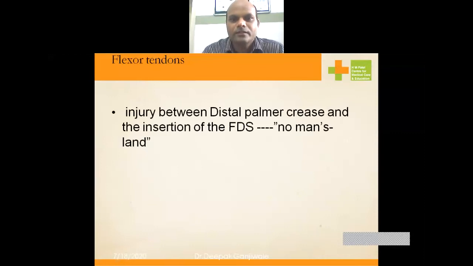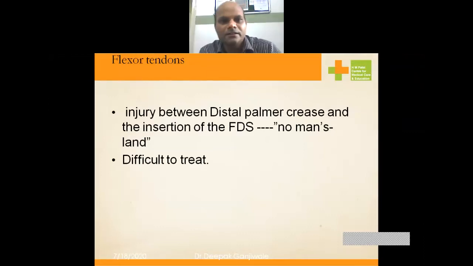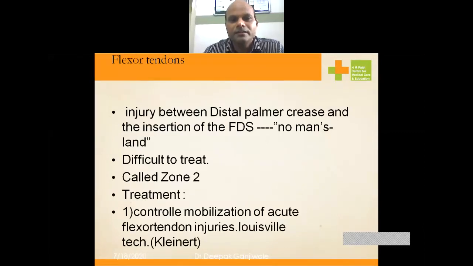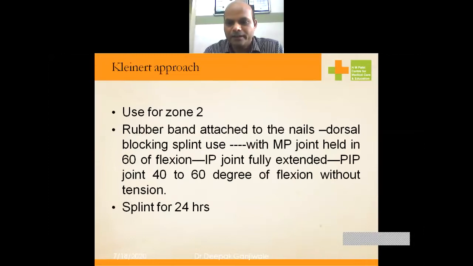Injury between the distal palmar crease and the insertion of the FDS muscle, flexor digitorum superficialis, is called no man's land area. It is difficult to treat this area because we have a lot of tendons, arteries, veins and muscles there. So stitches are a little difficult. This is called zone 2, and the treatment is controlled mobilization of acute flexion tendon injuries, called the Loisel technique or the Clinat technique. We use the Clinat approach over the zone 2 area only.